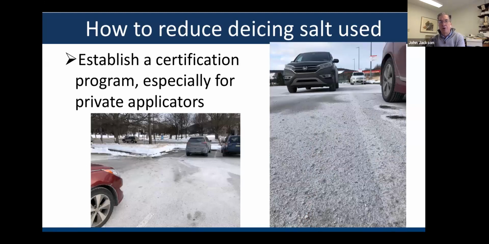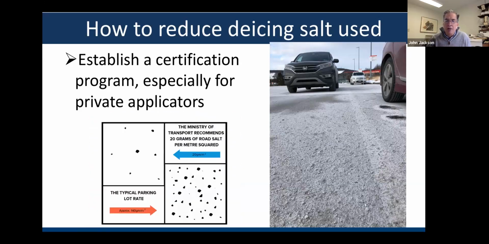Finally, the certification program. This is especially important because, and we don't have good numbers on this, I would guess that anywhere between 25 and 50% of our road salt challenge is coming from private property. It's not the state, it's not the municipality, it's private applicators, and we need to get them on board. We've all seen it where the whole parking lot is white. Per unit area, they are way over-applying quite often, and they don't know otherwise.